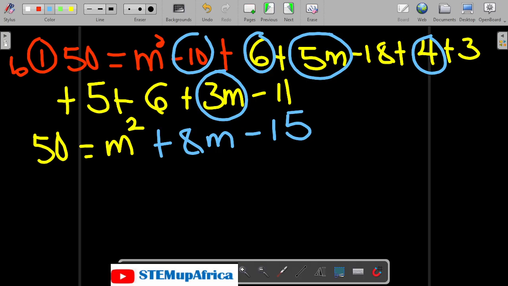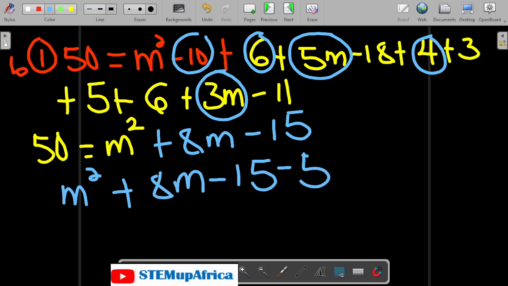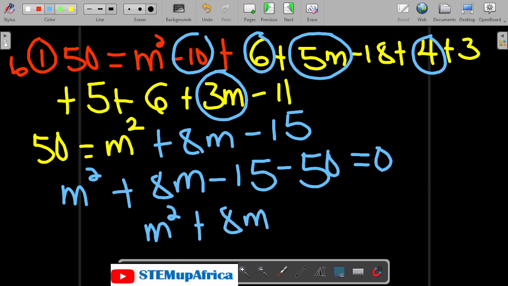So we can transfer 50 to the other side. I'm going to have m squared plus 8m minus 15 minus 50 is equal to 0. That is now m squared plus 8m minus 65 is equal to 0. So what you have here is a quadratic equation.